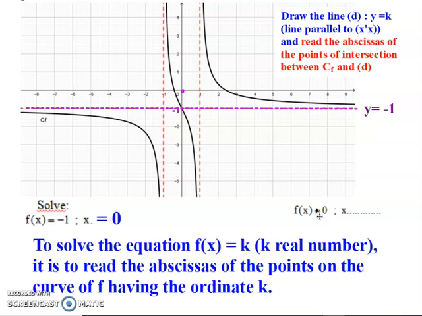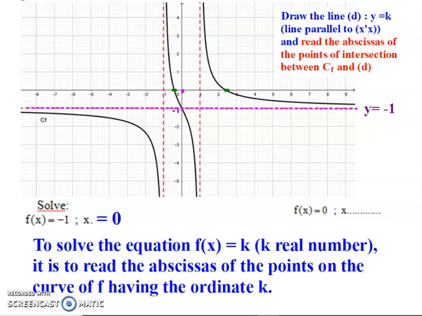In the second case, f of x equals 0. Either we read the abscissas of the points on the curve having the ordinate 0. So we have 2 points on the curve having the ordinate 0. This is the first point, and this is the second point, and we have to read their abscissas. The first one is -0.4, the second one is approximately 2.4.